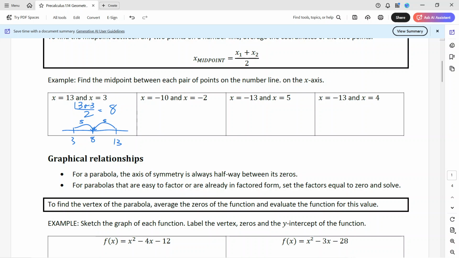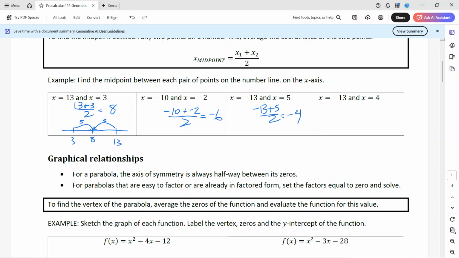So to find the midpoint between negative 10 and negative 2, just add them up and divide by 2. Negative 12 divided by 2 is negative 6. Negative 13 and 5, I'm just testing your negative arithmetic right here. That'd be negative 8. And then divide that by 2, it'd be a negative 4.